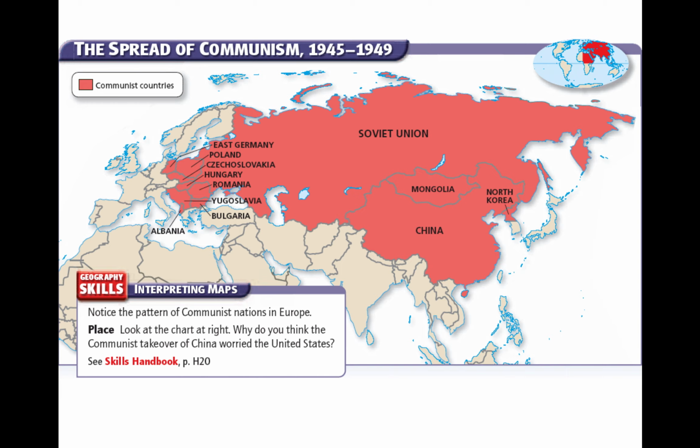So again, if you look at the spread of communism, then that's a lot of red, right? On this map, you've got all of Eastern Europe, you've got the Soviet Union, eventually China will become a communist country as well, in addition to North Korea and Mongolia. So you've got an enormous spread, and that's concerning. A lot of people in the United States are concerned that communism is spreading into such a wide range of areas.